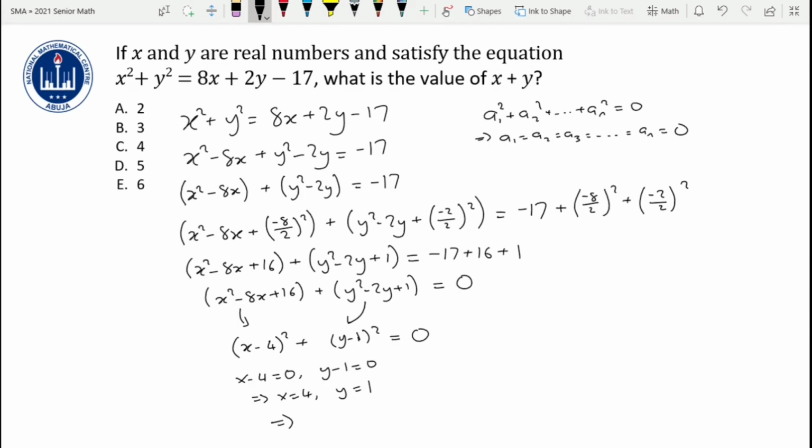And this means that the value of x plus y is going to be 4 plus 1, which is 5. And so option D is going to be the correct answer here.